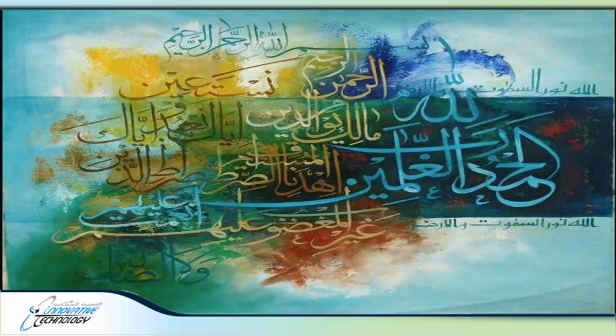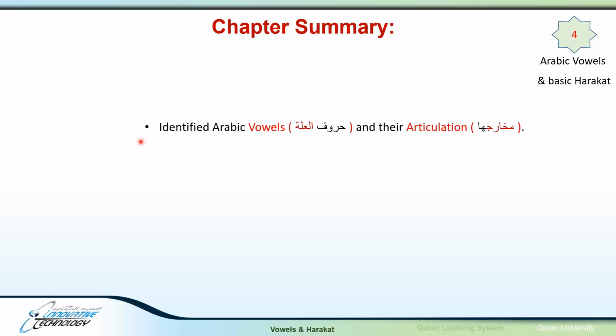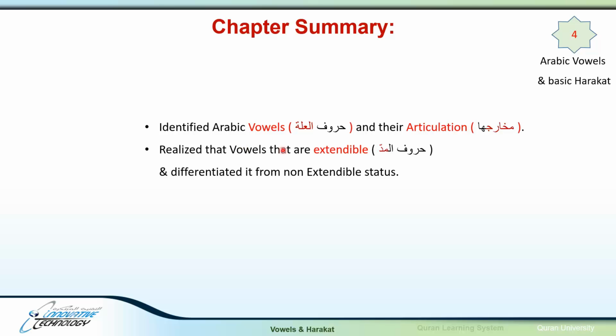This brings us to the end of the fourth chapter of level 1. In this chapter, we learned what are the three Arabic vowels, a, u, e, and we learned about their articulation points. We learned that each of these three letters has two forms or status. The first form is extendable, and that constitutes what we call the vowels, the letters of extension. And we differentiated those from the non-extendable forms or status of these letters. A, U, E are extendable, while al-hamza and the non-extendable waw and the non-extendable ya are the non-extendable versions of these letters.